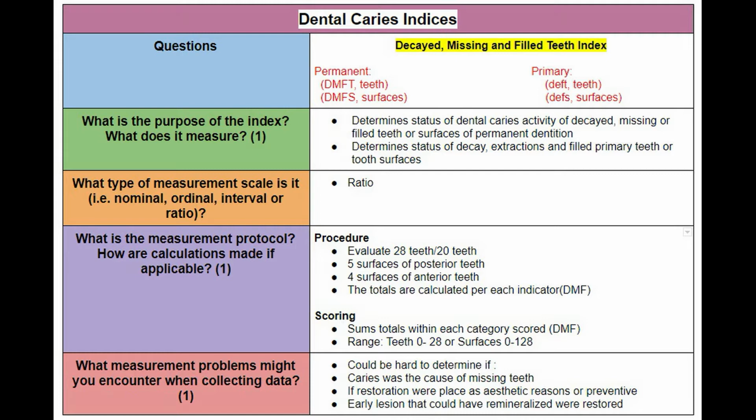The measurement protocol is to evaluate 28 teeth in the case of permanent dentition or 20 for primary dentition. 5 surfaces are evaluated on posterior teeth and 4 surfaces on anterior teeth. Then the totals are calculated per each indicator: distal, mesial, and facial. Unerupted teeth, congenital missing teeth, supernumerary teeth, or teeth removed for reasons other than dental caries are not counted.